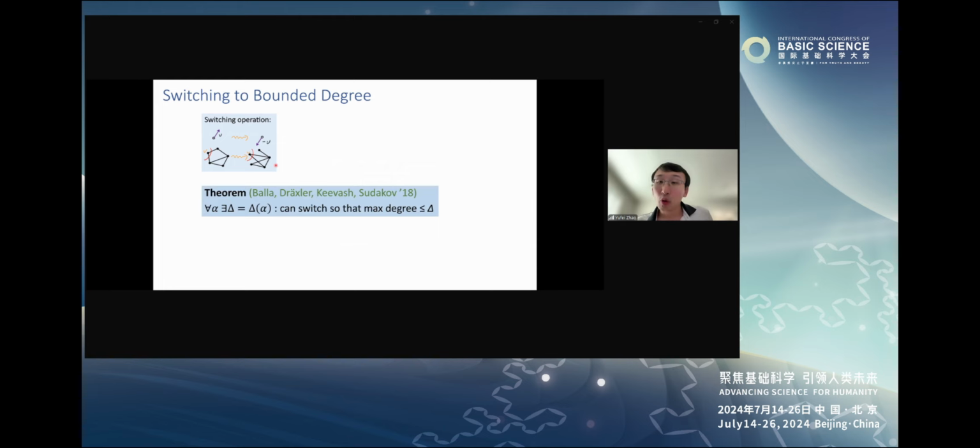A key step towards the solution is this following result of Balla, Dräxler, Keevash, and Sudakov, which says that for a given fixed angle alpha, there always exists some bound delta in terms of alpha, so that we can switch the graph so that the maximum degree is at most delta. So we only have to think about bounded degree graphs for the problem of equiangular lines, thanks to this important observation.